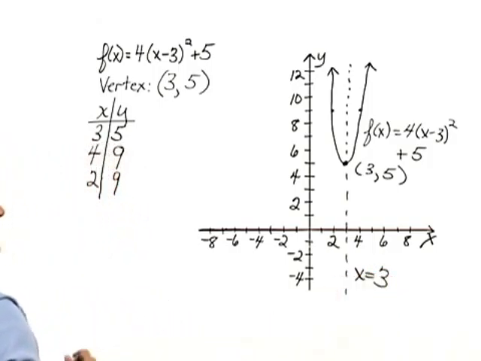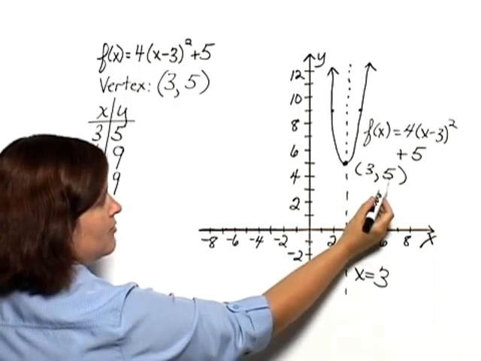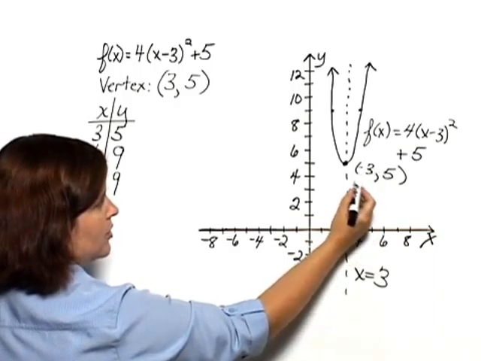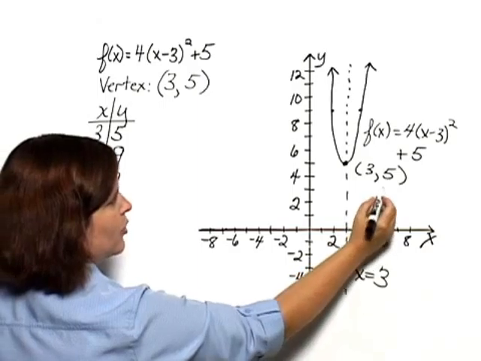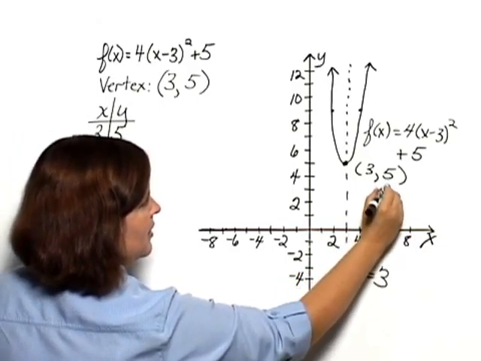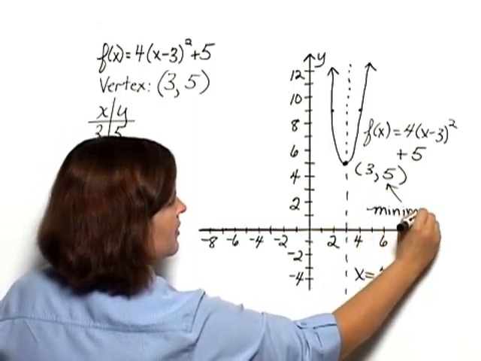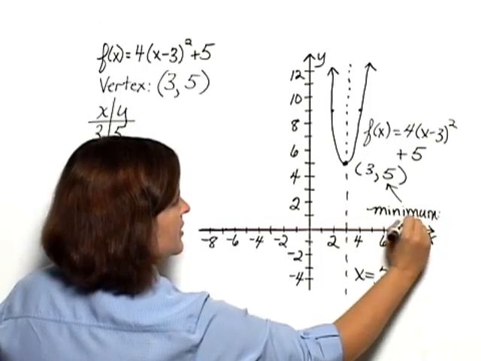And in part D, we're asked to label the minimum or maximum value. Well, since this parabola opens up, we have a minimum value. The minimum value is the y coordinate, or the f of x coordinate at that point, which would be 5. So we could say that the minimum value is 5.